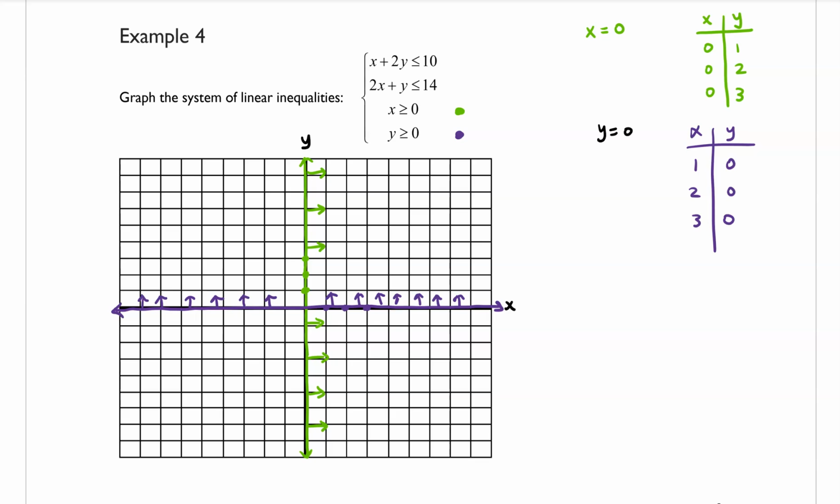So I'm going to graph the first inequality in red. It's x plus 2y is less than or equal to 10. And I'm going to solve this inequality for y. So we have 2y is less than or equal to negative x plus 10. And then I'm going to divide both sides by 2. So I get negative 1/2 x plus 5.